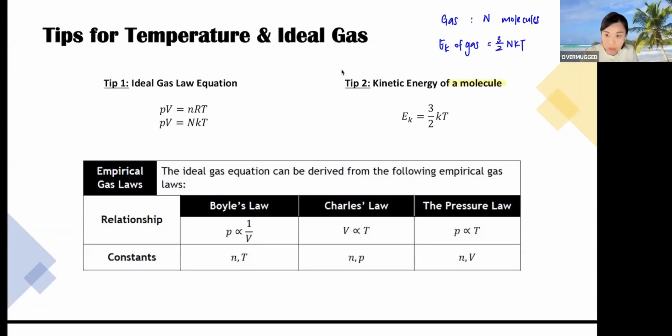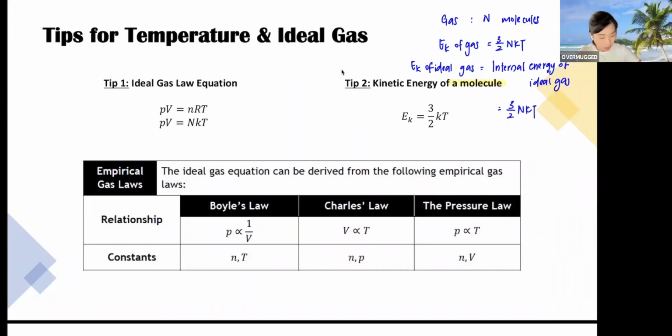Now, why is this important? Because you have learned before in thermodynamics that when I talk about an ideal gas, there is no potential energy, there is only kinetic energy. Therefore, the kinetic energy of an ideal gas is equivalent to the internal energy of the ideal gas. And therefore, the internal energy of the ideal gas has the same formula as the kinetic energy, 3/2 NkT. Okay, so this is important.